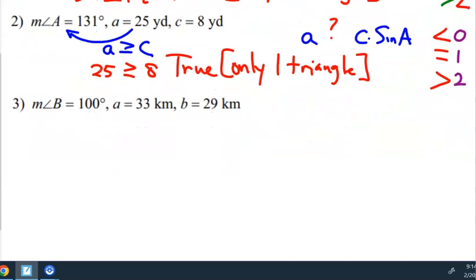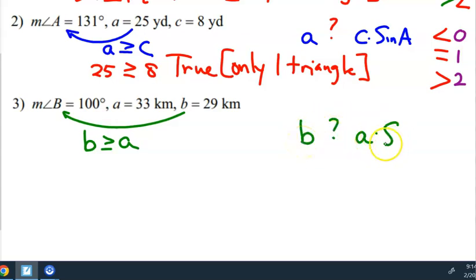Problem 3. This time B is, side B is opposite angle D. So I'm doing a comparison of B compared to A. If that's true, one triangle. And I'm doing a comparison of B compared to A times the sine of B. And the same results, less than or equal or greater. It's less than 0, equal 1, greater than 2.